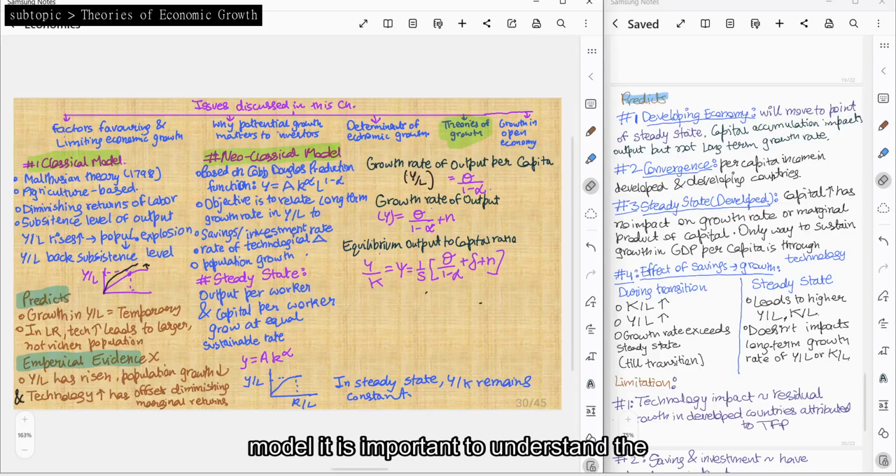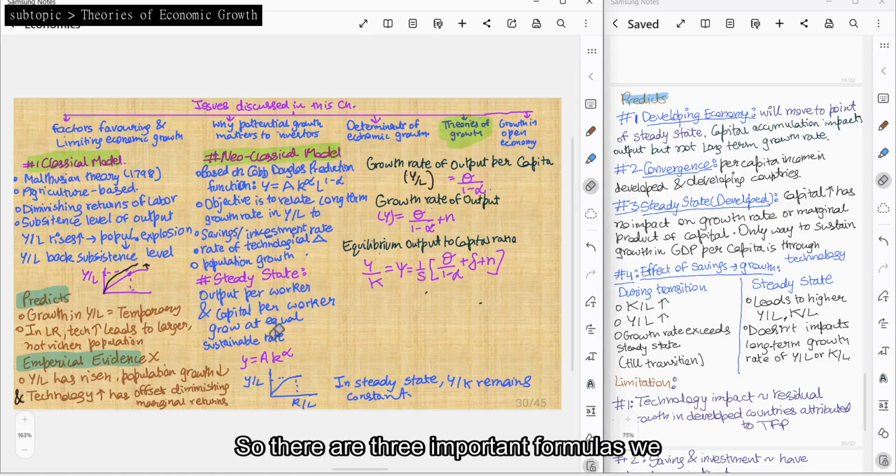In this model, it is important to understand the concept of steady state. All the developed countries are at steady state and developing countries are moving toward a point of steady state. So in steady state, GDP per person and capital per person grow at equal sustainable rates. And also in steady state, the output to capital ratio remains constant.